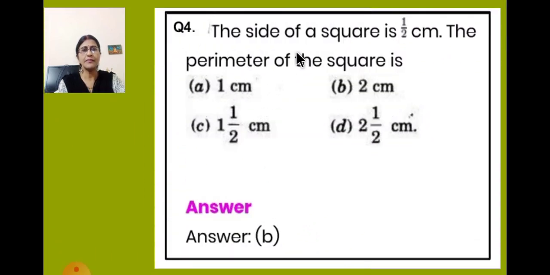So one more word problem. The side of a square is half centimeter. You have to find the perimeter of the square from these options. Options are 1 centimeter, 2 centimeter, 1.5 centimeter, 2.5 centimeter. As we know, a square has all the sides equal. So 4 sides, so 4 into S. And each side is how much? It is half. So 4 into half. When you reduce 4 and 2, you will get 2. So answer is B option.